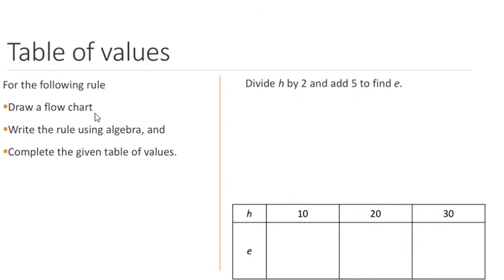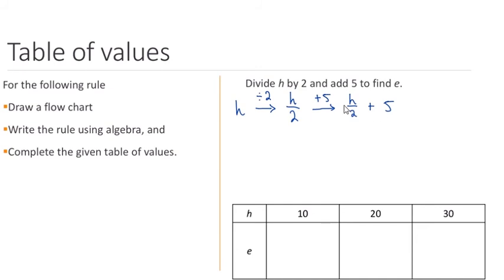So if I do my flowchart first, I'm starting off with h, and then my first step is to divide by 2, so that gives me h over 2. And then my second step is to add 5, so plus 5. So adding 5 onto that h divided by 2, I get h divided by 2, and then plus 5. So I've got two clear steps, divide by 2, and then plus 5.